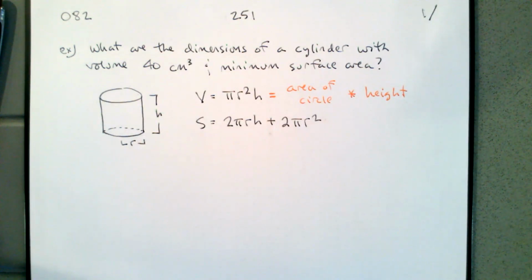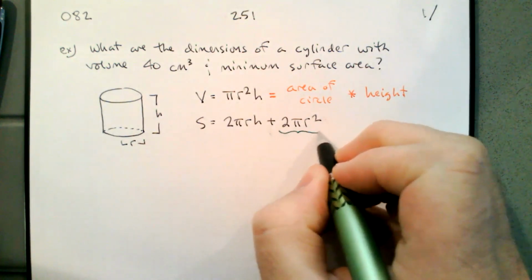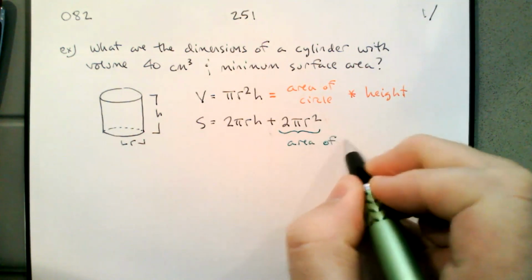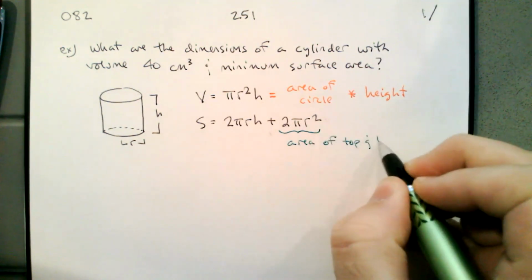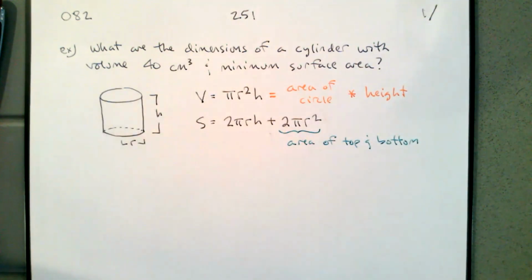In the surface area calculation, we have the side of the can and then the top and the bottom. The top and the bottom of the can are circles. So the 2 pi r squared is going to be the area of the top and the bottom, because the top and the bottom are just two circles. The 2 pi r h is the side of the can.